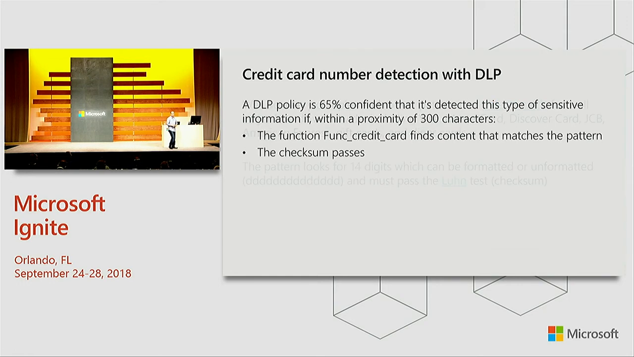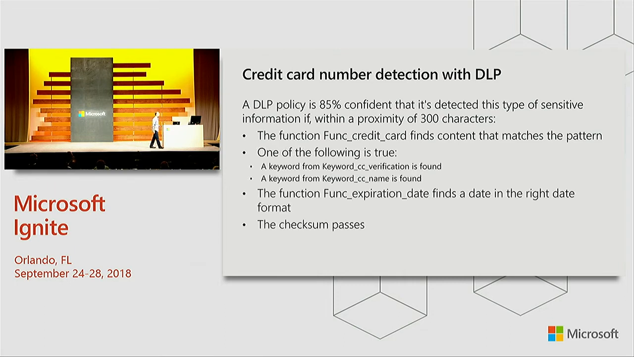What we found, though, is that the effectiveness of the policy depends on how much information it can glean and in what format that information exists. If we find simply the pattern of 14 or whatever characters that matches the Luhn test and the checksum passes, which is what we use the Luhn test for, then we know that's a fairly good match. If there are some keywords around it, for instance the word Visa, then we've got a higher degree of certainty, an 85% degree of certainty that it's a credit card number.